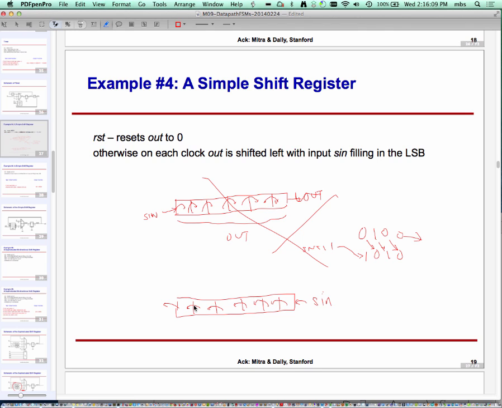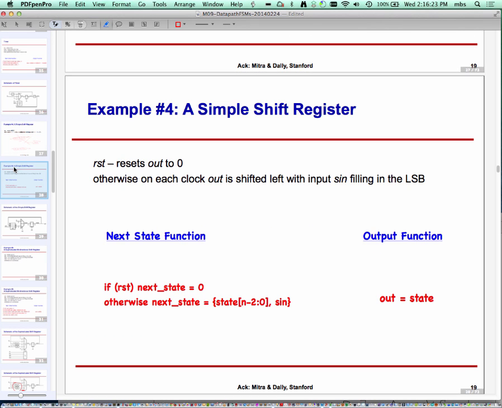And the shift registers, as I mentioned last time, are used to take serial data which is coming in and then collect it into a word which you can then read out in parallel. Many communication interfaces use that. So let's see how something like this would be implemented.